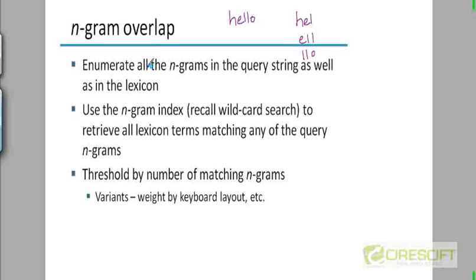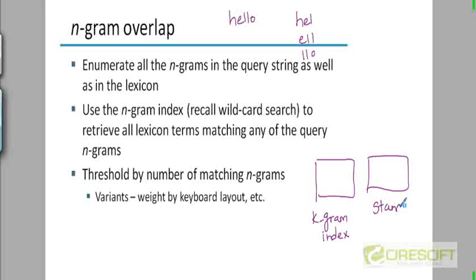Now, suppose we enumerate all the K grams or all the N grams in the query string as well as for every word in the dictionary. We could use the K-gram index that we built a couple of classes ago to retrieve all the dictionary terms. Okay, again, remember that we had two dictionaries now. We have a K-gram index which has its own dictionary and its own postings list, and we have the standard inverted index.